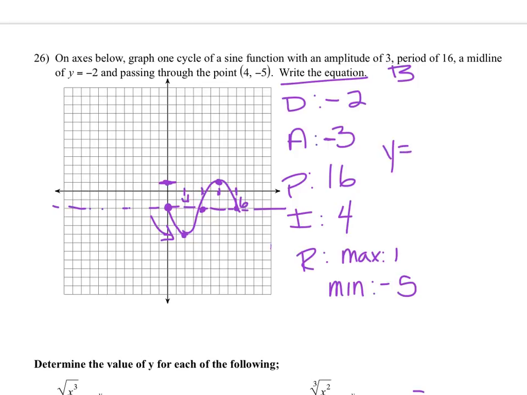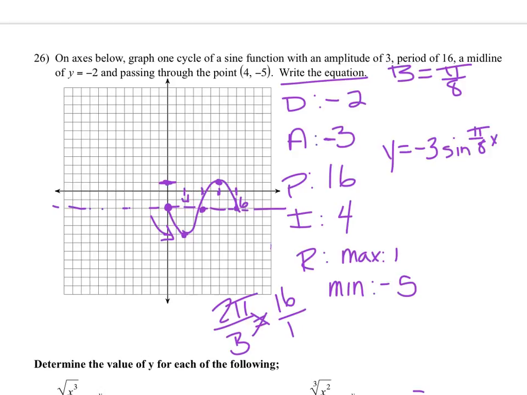So the equation is, well, the b is pi over 8. It's 2 pi over b, sorry, 2 pi over b, not 16, is equal to the period. I just feel like we've done this so many times. I feel like I'm repeating myself. You cross multiply and solve and you get pi over 8. So it's a sine bx plus d.